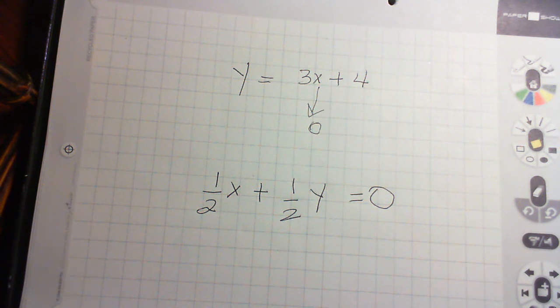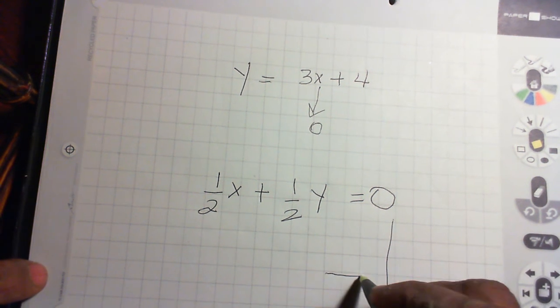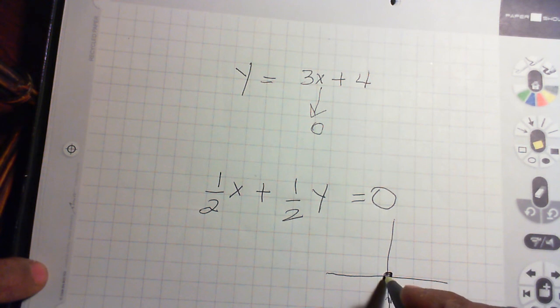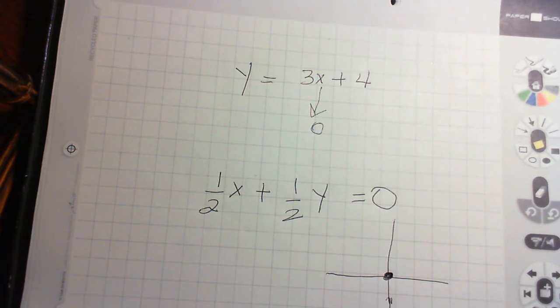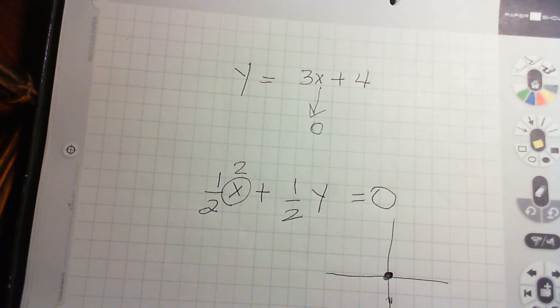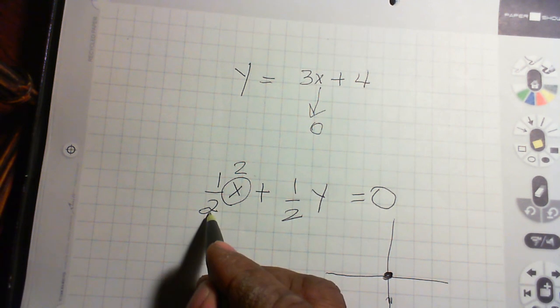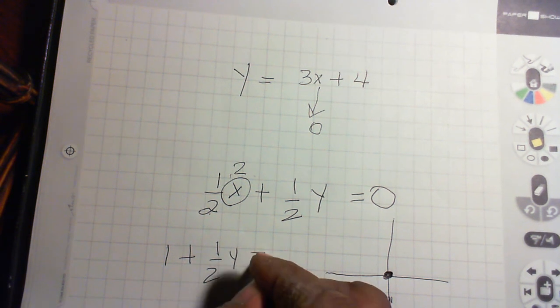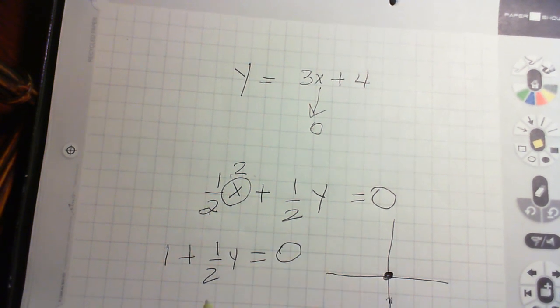Okay? So in this example, it's a little confusing because you'll get 0, 0 no matter what. So that means the line is going to go through the origin, 0, 0. Now, you need another point in order to draw this, because 1 point is not enough. You need at least 2 points. So you can use another point. Let's say x is 2. Right? What is y? So x is 2. So 1/2 times 2 is 1, plus 1/2 y is equal to 0.